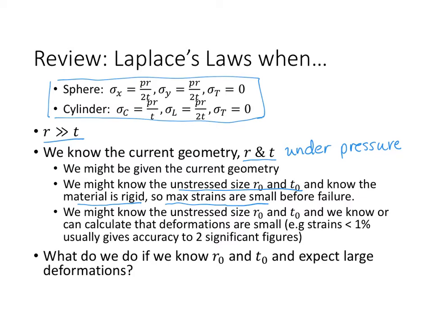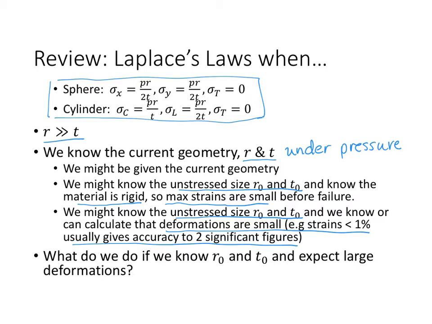And finally, we might know the unstressed size, R naught and T naught, and we don't know anything about what the stiffness is, or we don't know what the maximum strain is, but we might be able to calculate that given the conditions, the deformations are small. That is, the strains are maybe less than 1%. That will usually give an accuracy of around 2 significant figures, which is generally acceptable. So it might be an elastomeric vessel, which could have large strains, but under the given pressure, it doesn't. So these are all situations where we know R and T well enough to apply Laplace's law.